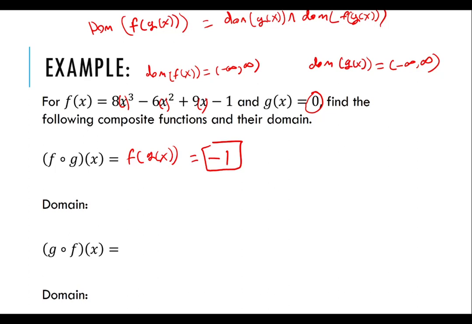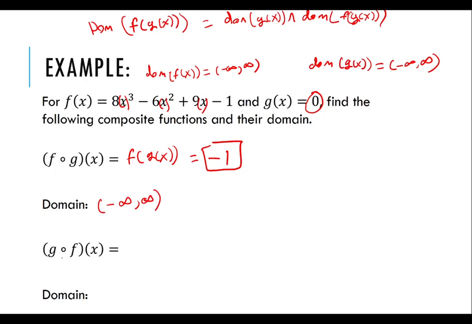But then the domain is, what are the domain restrictions of the final composition? The domain of f of g is -1, there are no restrictions here. So the domain is all real numbers. That mixed with the inner function, where the inner function g of x has domain all real numbers as well, means that the intersection of those two things is also all real numbers.